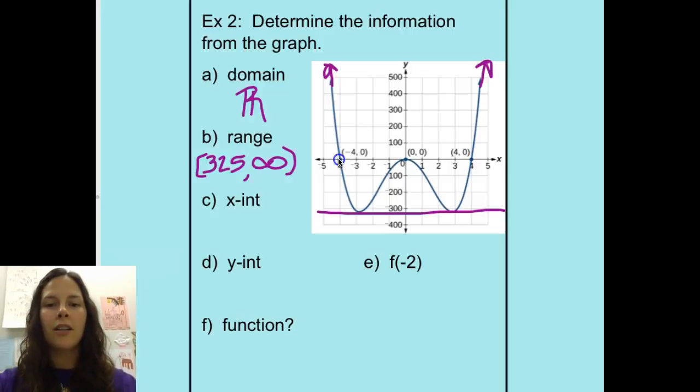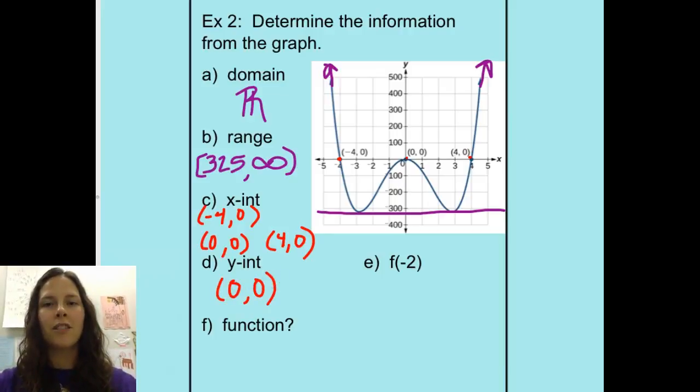X-intercepts: where does our graph cross the x-axis? We have ours labeled for us nicely here. We have 3 x-intercepts at (-4, 0), (0, 0), and (4, 0). Only one y-intercept, again, the origin, that x-intercept and y-intercept the same. Evaluating our function at f of negative 2. So we find that x value of negative 2, go down to where it touches the graph, and it looks like it's about negative 250.